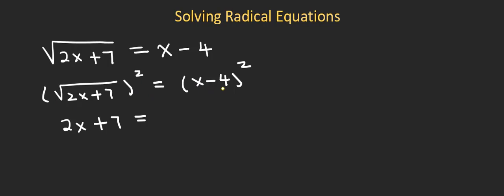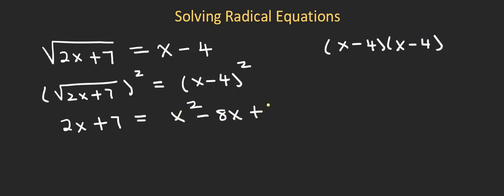And what about quantity x minus 4 squared? Well, if you recall, that's the same thing as quantity x minus 4 times quantity x minus 4. So you have to distribute or FOIL. You end up getting x squared minus 8x plus 16.